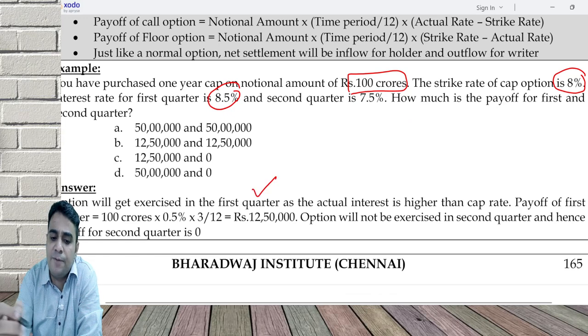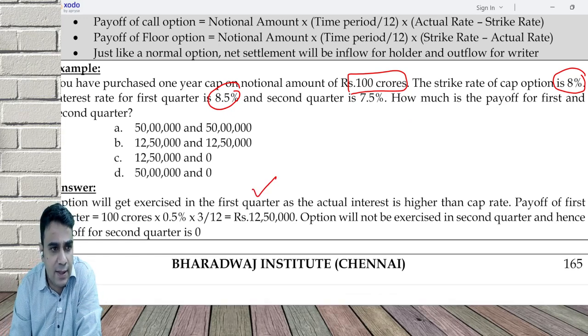The option will get exercised in the first quarter. Actual interest is higher than the cap rate. We'll get a settlement of 100 crore into 0.5% into 3 by 12. The option will not be exercised in the second quarter. No payoff in the second quarter.